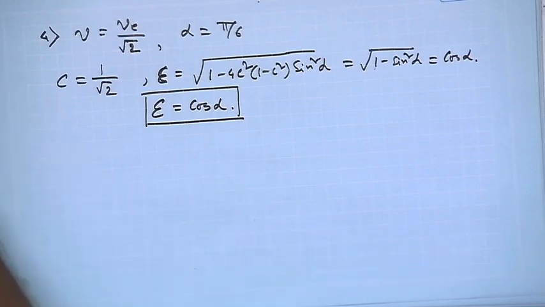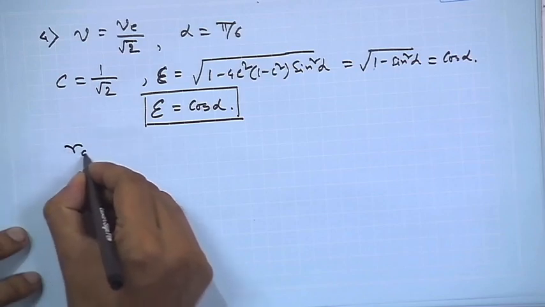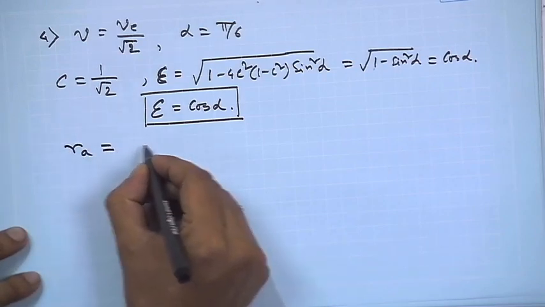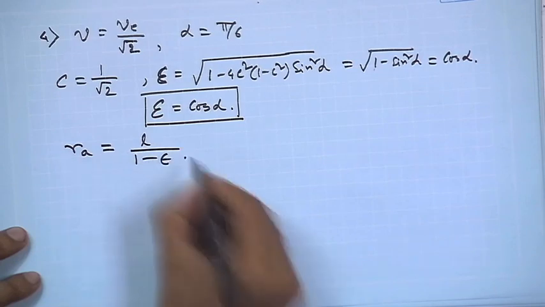Now, what we need to calculate here is how high the projectile rises and what its range will be. There are two parts. We have already calculated the value of epsilon. Now we have to calculate how high the projectile rises. This is given by the apogee distance, which is l by 1 minus epsilon.